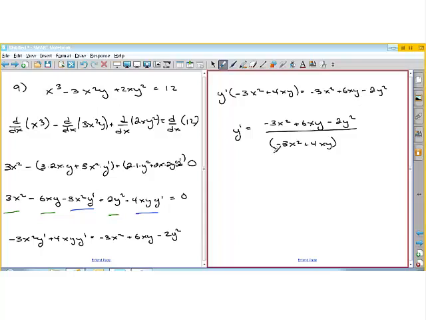So, let me just check that out, make sure it's right. 6xy minus 3x squared minus 2y squared, all divided by 4xy minus 3x squared. So they just rearranged the terms. What they did is put the positive term first and then put the negative terms second. And you can do the same thing in the denominator. So there you go. That's the answer.